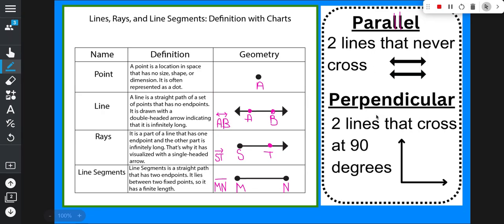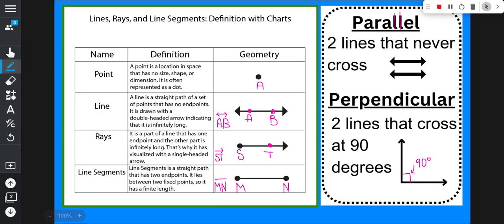The next one is perpendicular. Perpendicular are two lines that cross or could cross, but it has to be at 90 degrees. 90 degrees can be identified by a square, or it could even have the 90 degrees labeling. A rectangle, a square, all those shapes have perpendicular sides because the side and the bottom are 90 degrees from each other. If it is not 90 degrees, then it is not perpendicular.